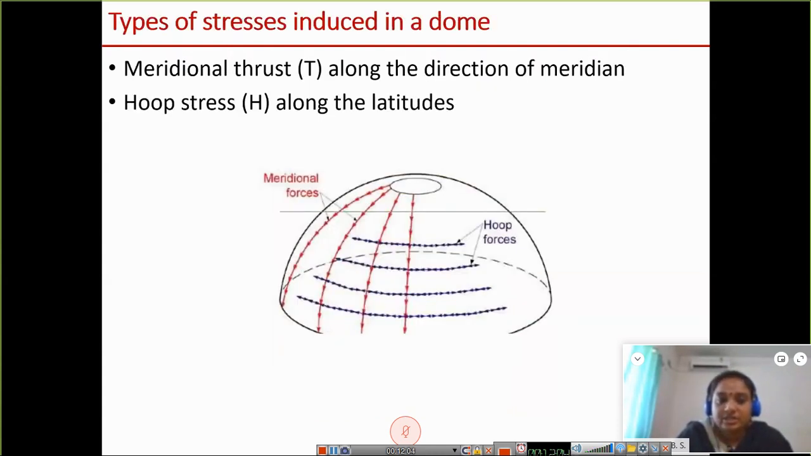So just to make it clear, this is the direction of the meridional forces, and this is the direction of the hoop forces. You know that the hoop stresses are acting along the latitudes, and the meridional thrust is acting along the direction of the meridian. So obviously you need to provide reinforcement to take care of this thrust. You need to provide the reinforcement to take care of the meridional force like this. To take care of the hoop forces, you need to provide the reinforcement like this. So that is the reinforcement pattern that we should give in a dome.